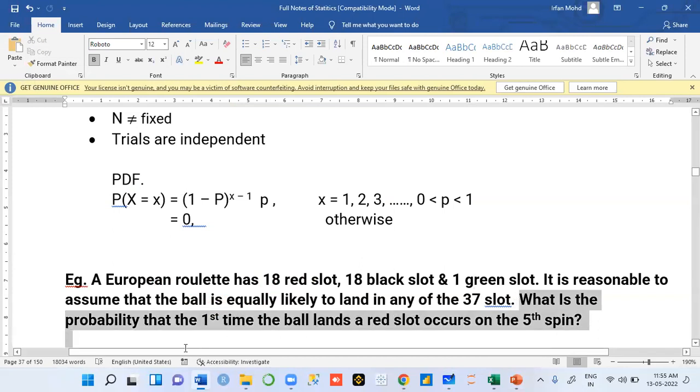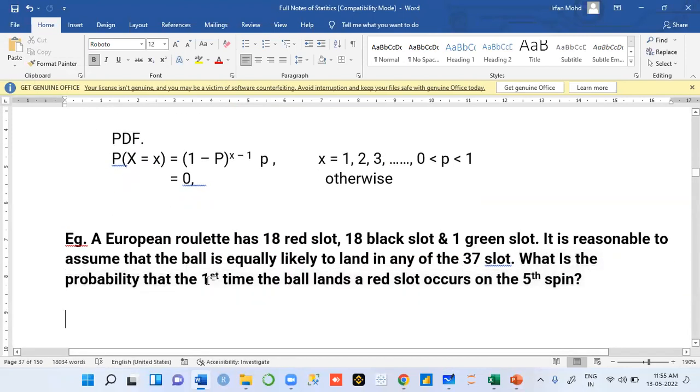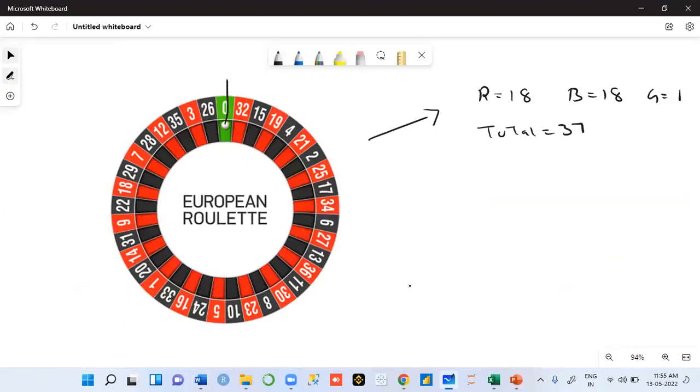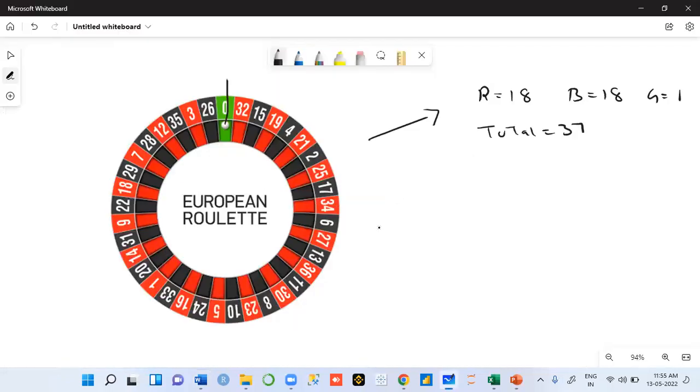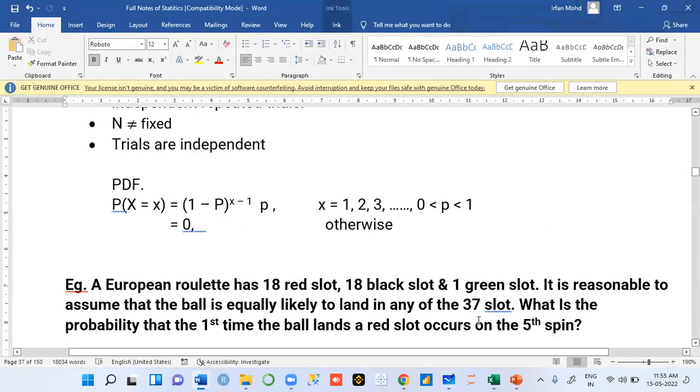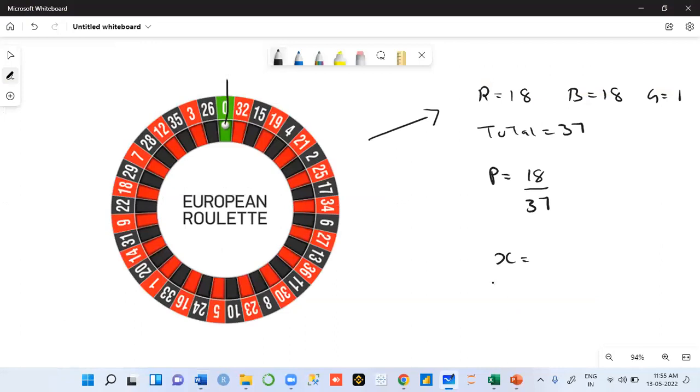What is the probability that the ball lands on red for the first time on the 5th spin? Means you throw and the first time it is not on red, again you spin, not on red, again you spin, not on red. How many times are required to come on red the first time? 5th time. Clear? What is the value of P? To come on red there are 18 slots, so 18 by 37. First time it will come on the 5th spin. So what is the value of X?